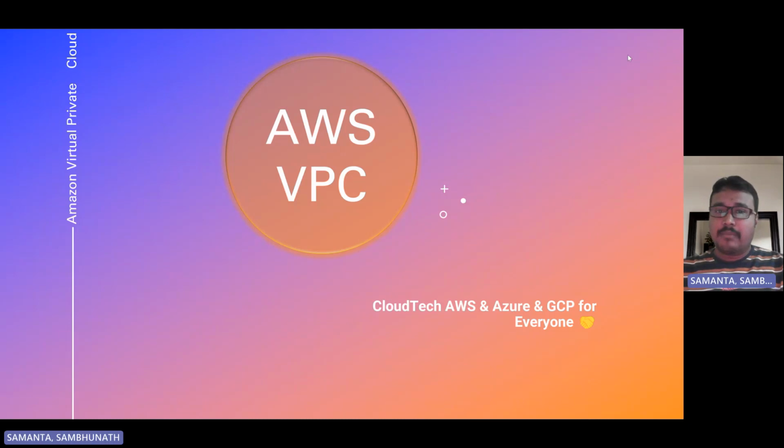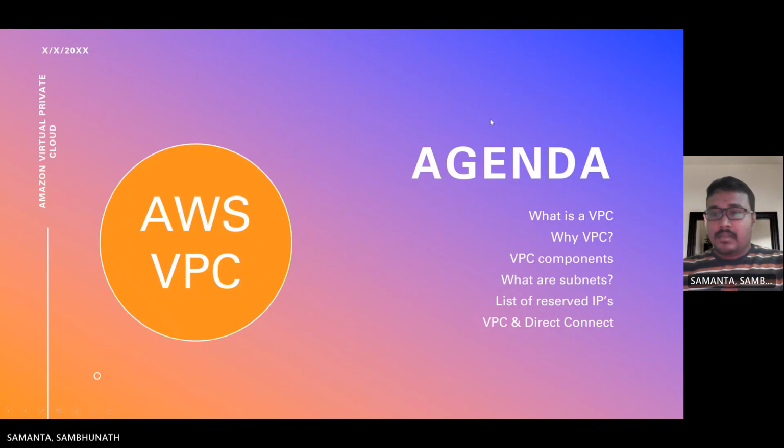Today we'll talk about AWS VPC, Amazon Virtual Private Cloud. Our agenda is: what is VPC, why we are using VPC, and what components we have in the VPC. Then we'll talk about the VPC subnet and the CIDR value, how we can create the CIDR value and how we can calculate the IP address range from the CIDR value.